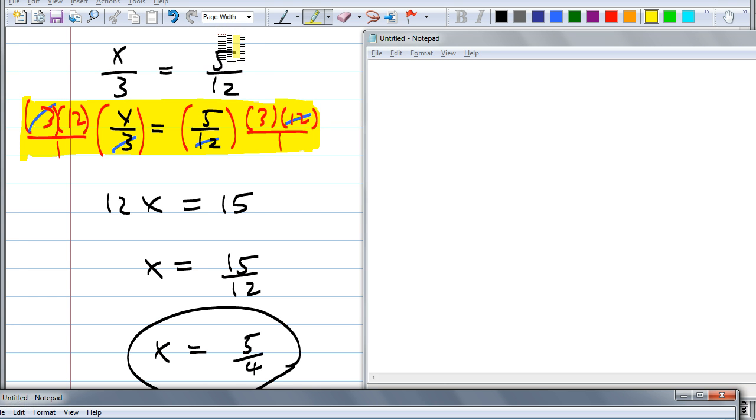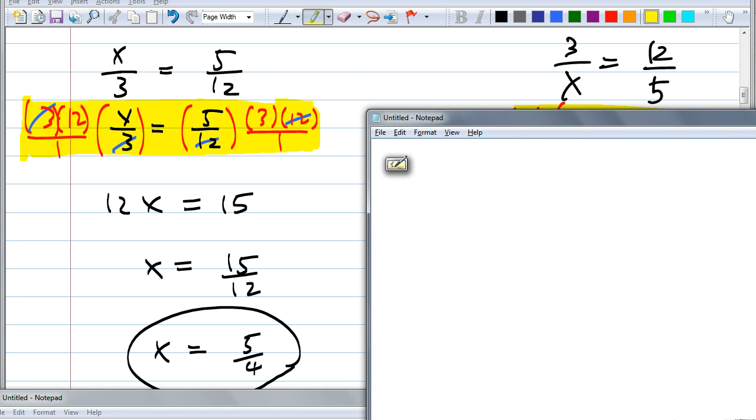That's what we found. If you plug in x equals to 5 over 4, the left side would equal to the right side. That's what a solution is, right? Good. Any question? So if you got this, try this one yourself then. How would you solve for x?